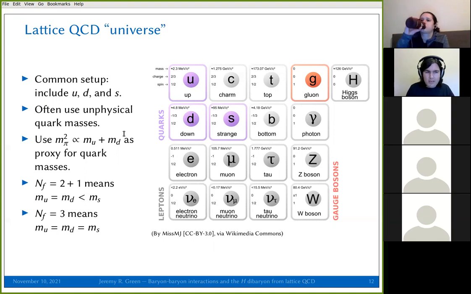Some of the jargon, you might see NF equals 2 plus 1. This generally means that you have an up and down quark that have equal masses and a strange quark that has a heavier and different mass. And some of the calculations I'll talk about are NF equals 3, which typically refers to having 3 quarks, up, down, and strange, with all equal masses.